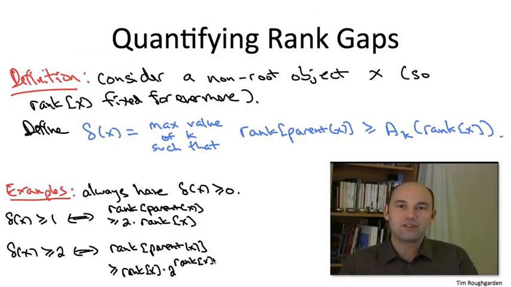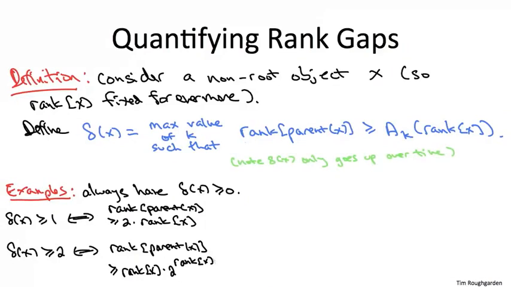So now that we understand this better, one thing that should be clear is that the delta value of an object x can only go up over time. Remember, we're talking only about non-root objects x, so x's rank itself is frozen forevermore. The only thing that's changing is that it's acquiring potentially new parents through path compression, and each new parent's rank is bigger than the previous one, so the gap in the ranks is only going up, and therefore the delta value of this object x can only go up over time.